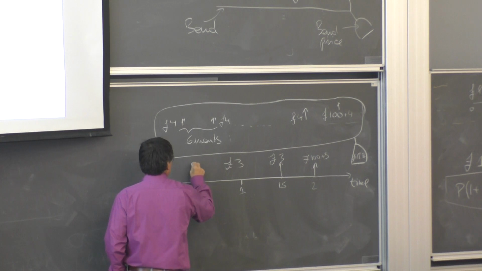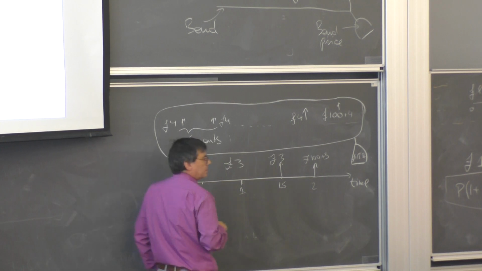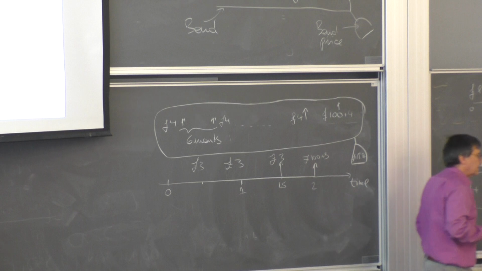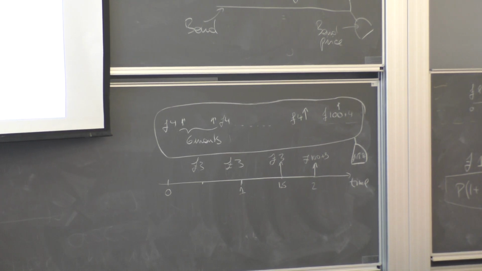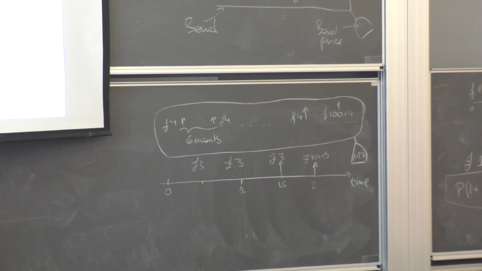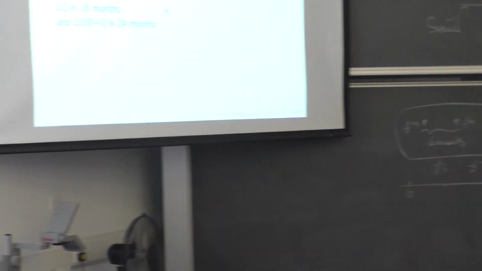And in 6 months, you're going to get another £3. Okay? This is what it means to have this bond. It's a piece of paper that entitles you to this payment. So you're going to get £3 in 6 months, £3 in 12 months, £3 in 18 months, and £103 in 24 months. Okay? Do you understand this example?